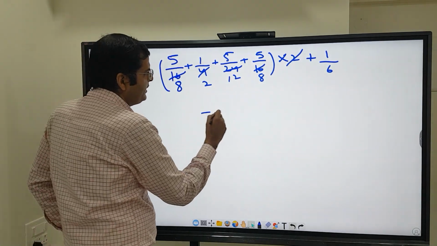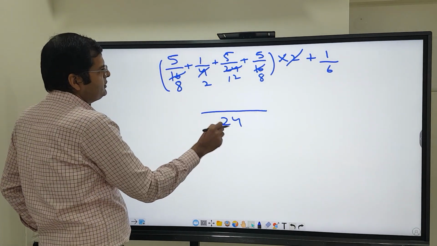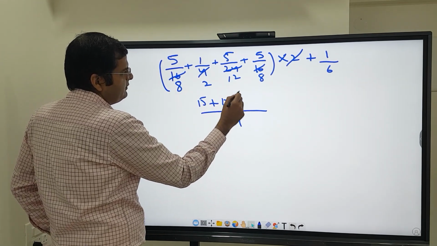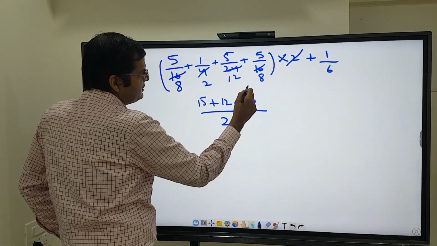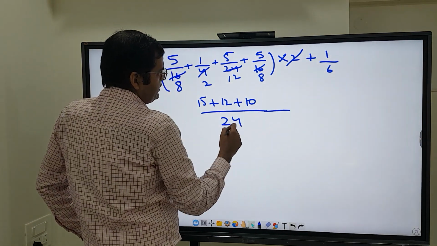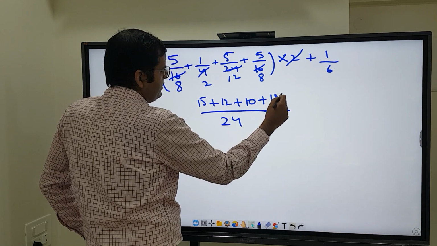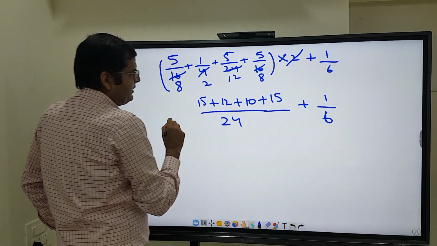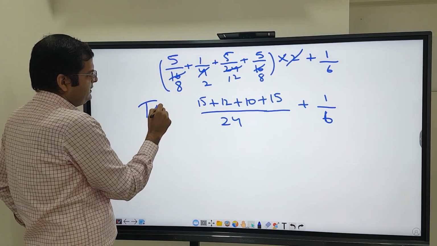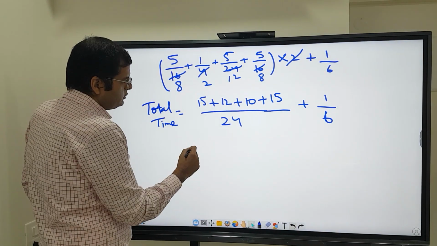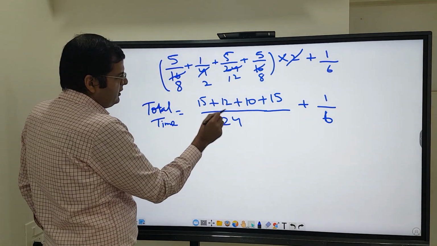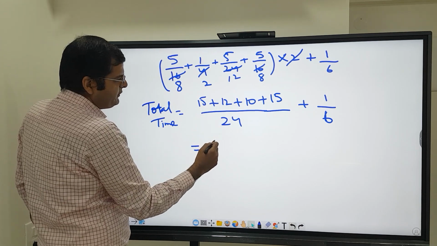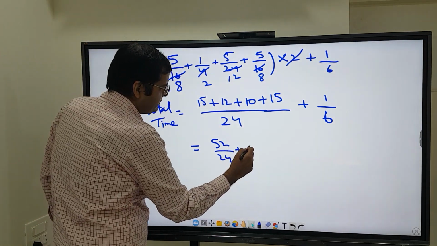So over here 24 is the LCM. 8 into 3 is 24, so 5 into 3 is 15. 2 into 12 is 24, so 1 into 12 is 12. 12 into 2 is 24, 5 into 2 is 10, and finally 8 into 3 is 24, so 5 into 3 is 15. Plus 1 by 6. This is the total time taken. So this comes out to be 15 plus 15 is 30, 30 plus 10 is 40, 40 and 12 is 52. So 52 by 24 plus 1 by 6.